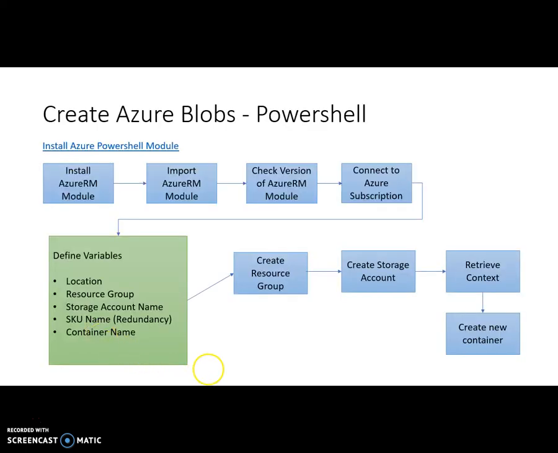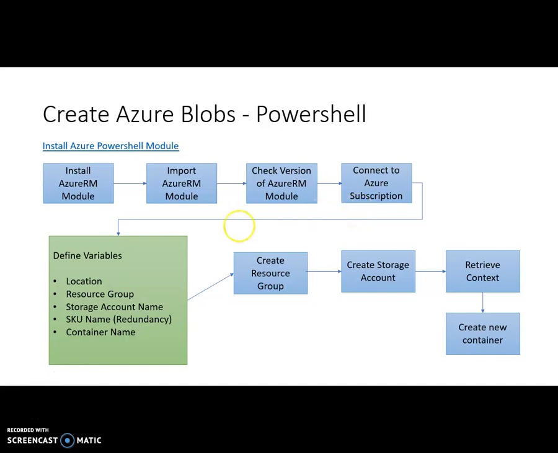I've just created this diagram to map out the path that we're going to take to create the blob file using PowerShell. Starting at the beginning, you don't have to do all of these steps if you're already up and running with PowerShell, but you'll need to install the Azure RM module, import the Azure RM module, and check that you've got the right version installed. Then connect to the Azure subscription.